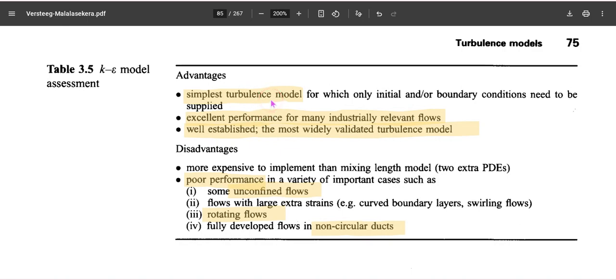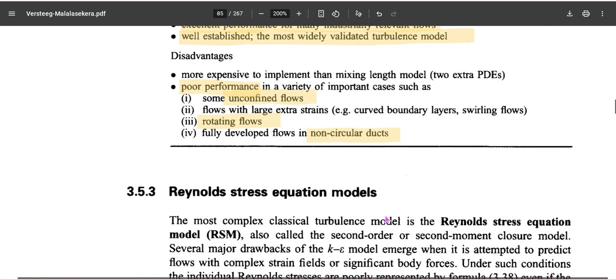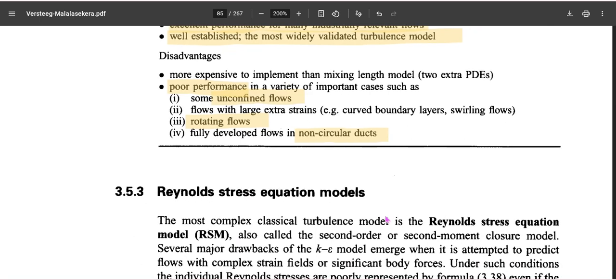So the advantage is that it's the simplest turbulence model. It gives excellent performance in many industrially relevant flows, and it's a well-established and validated turbulence model. But it has very poor performance in unconfined flows, rotating flows and non-circular ducts. Hopefully, in the next video we will see a more sophisticated version, the Reynolds stress equations, where we have 6 additional equations for the Reynolds stresses.